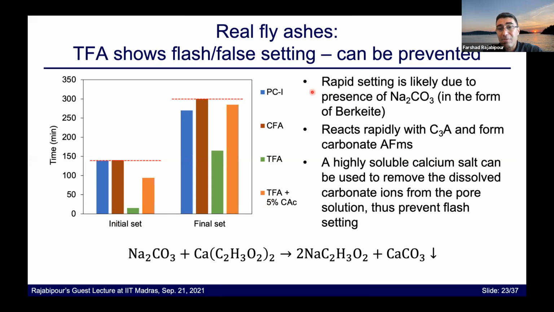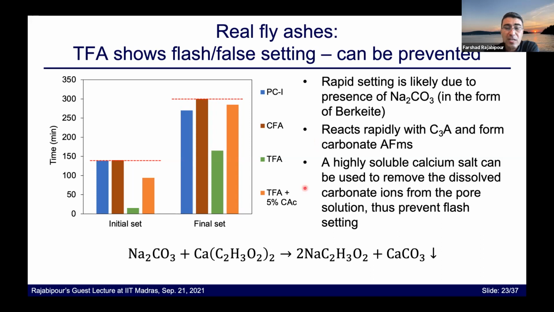And that sodium carbonate can react rapidly with calcium aluminates in cement and form carbonate AFm, which can cause either a false set or flash set. Our work suggests that it's more of a false set because it can be recovered by remixing of the concrete. But fortunately, there is a good solution for this.